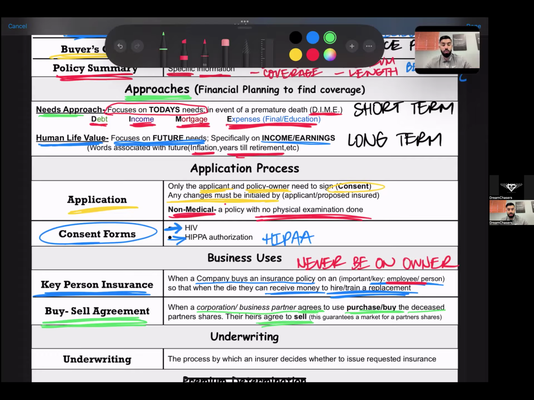Now we purchase a buy-sell agreement, where I'm covering you with life insurance for 500,000 and you're covering me with life insurance for 500,000. What does a buy-sell agreement mean? It's we're coming to an agreement that if I die, I'm selling my part of the business to you and you're buying it with the life insurance policy.